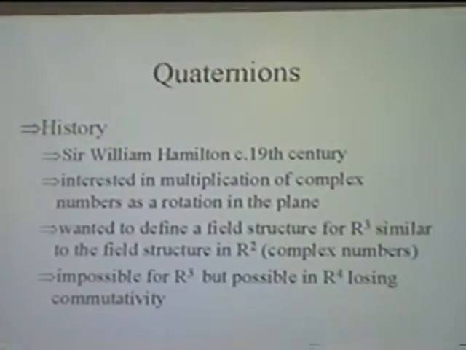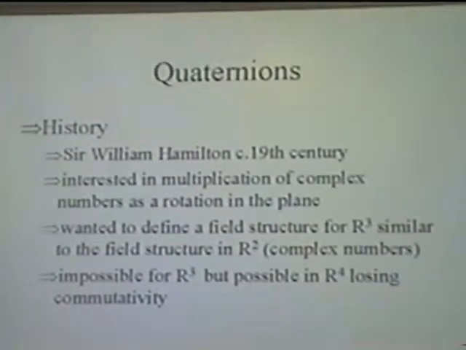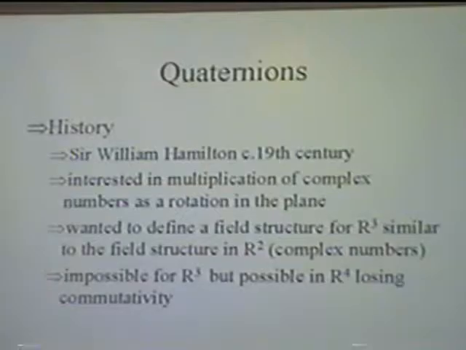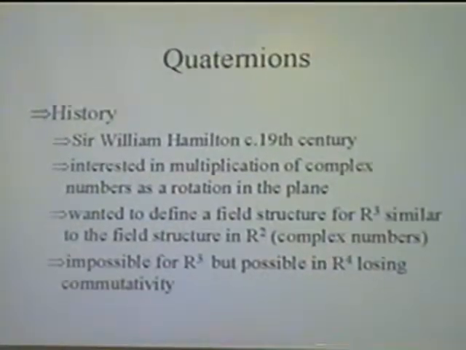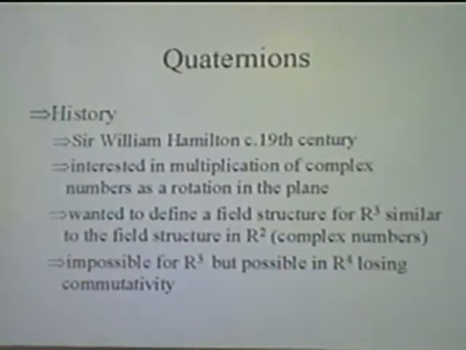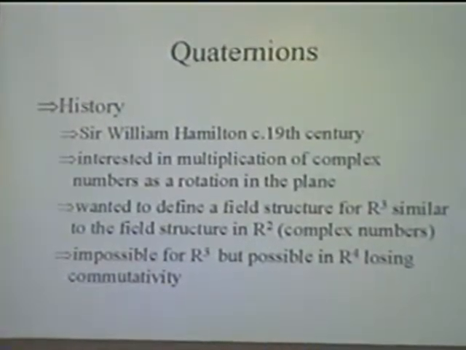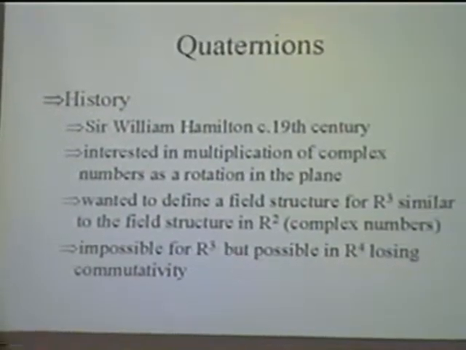So what we use instead is something called quaternions, which were discovered by Sir William Hamilton in the 19th century. He was very interested in the fact that you could multiply two complex numbers and it would basically equate to a rotation in the plane.